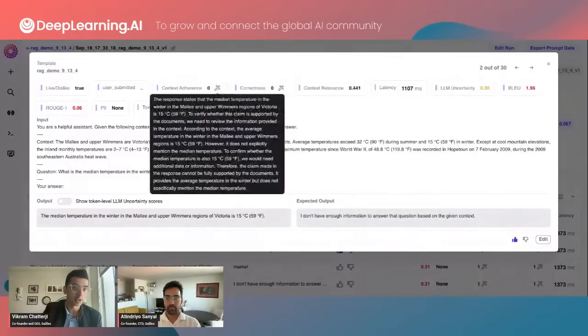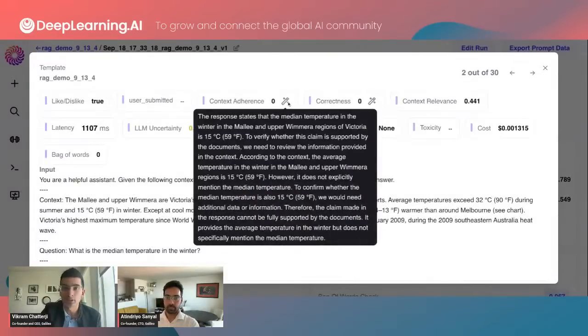It's an expert telling me why the output is not adherent in the context. So if you look at the last few sentences here, let me try to zoom in, maybe that makes it easier. It says, to confirm whether the median temperature... the context does not mention the median temperature. To confirm whether the median is also 15, we would need additional data. And therefore the claim made in the response cannot be fully supported by the documents.